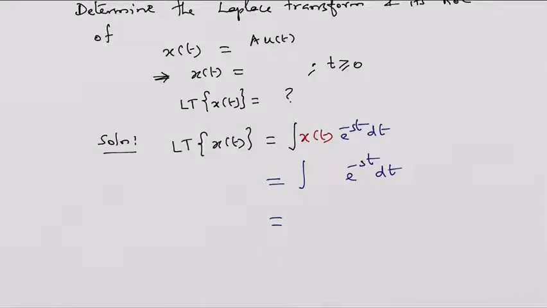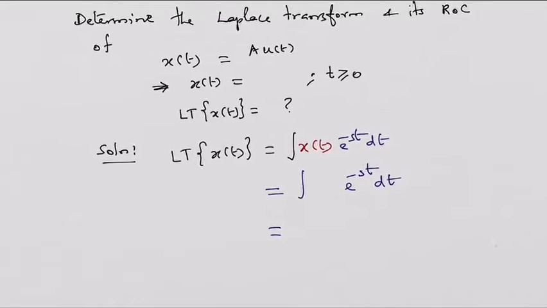Hi all, let us see how to determine the Laplace transform of this given signal x of t, a into u of t. Also let us find out how to determine the region of convergence. x of t is equal to a into u of t. It is given in the problem.